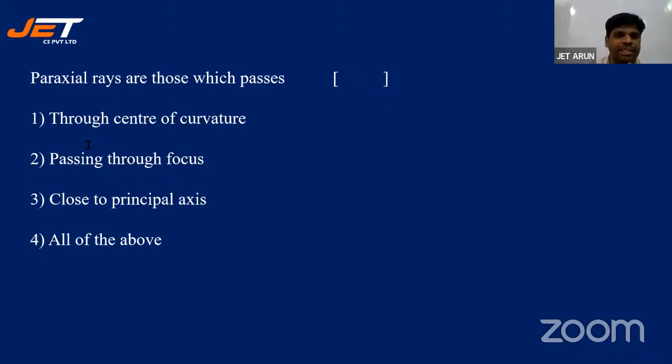So paraxial rays means rays which are close to principal axis, or which are making a very small angle with the principal axis, let's say 5 degrees or less than 10 degrees. They are called paraxial rays. If I go far away from the principal axis, those are called marginal rays, non-paraxial rays. So the key is close to principal axis. Paraxial rays are those rays which pass very close to principal axis.